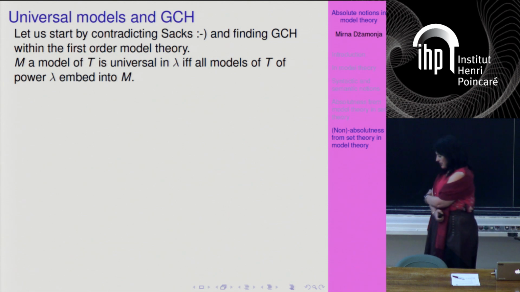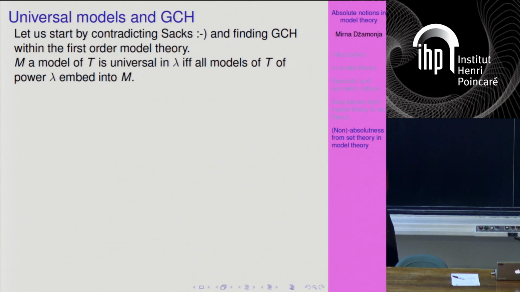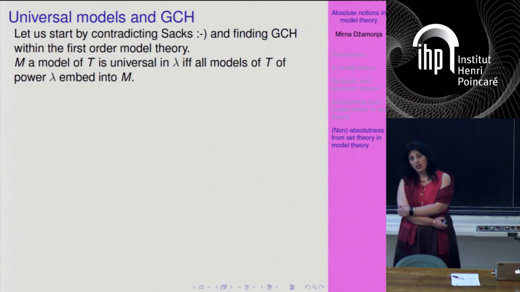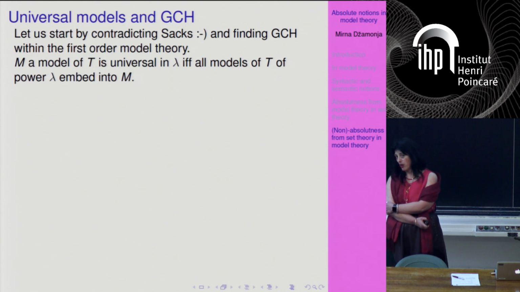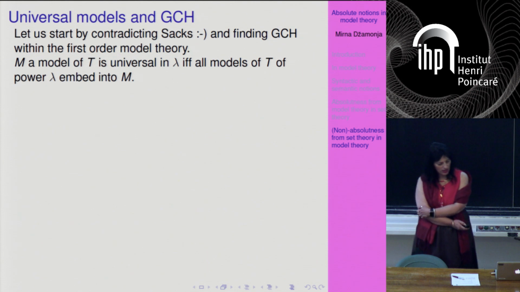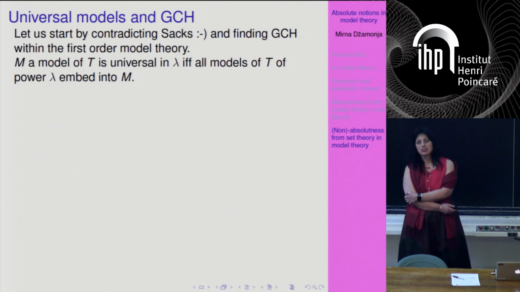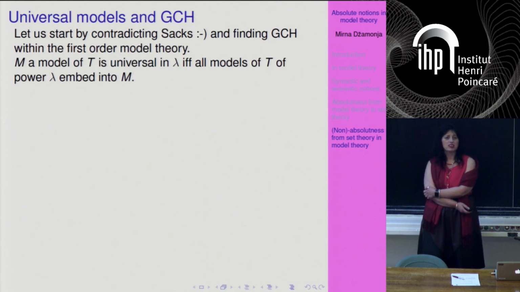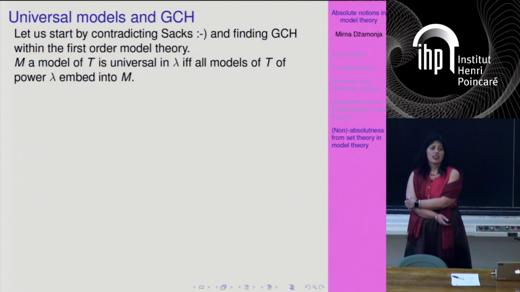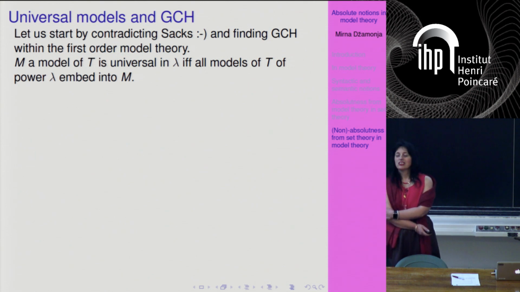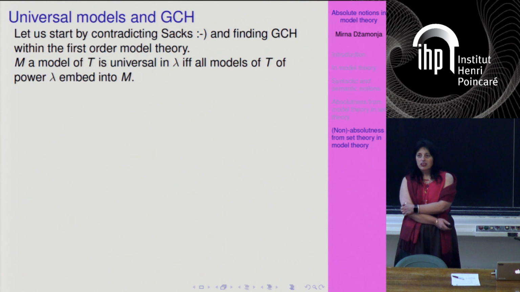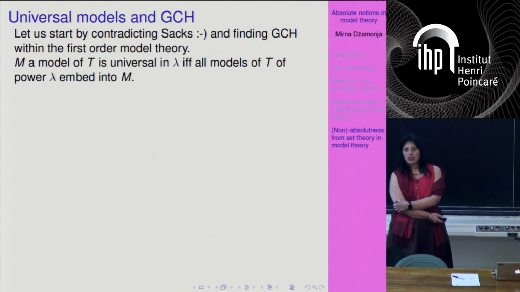Here is a semantic notion of the universal model. A model of a theory is universal if and only if it embeds all the other models of the theory of the same power. Saturated models are universal, and special models are universal. So under GCH, every countable first-order theory has a universal model in every uncountable power.